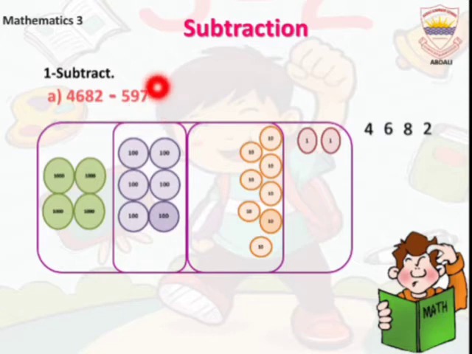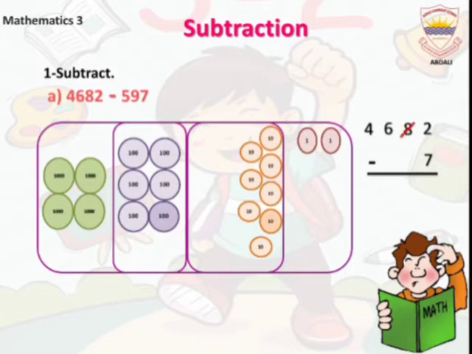597 subtract from 4682. First of all, we write 7 ones under 2 ones. 2 ones is smaller than 7 ones. So students, tell me, what do we do now? Yes students, we borrow 1 from tens.